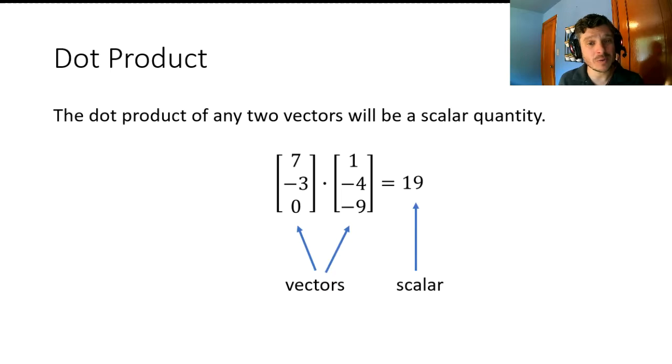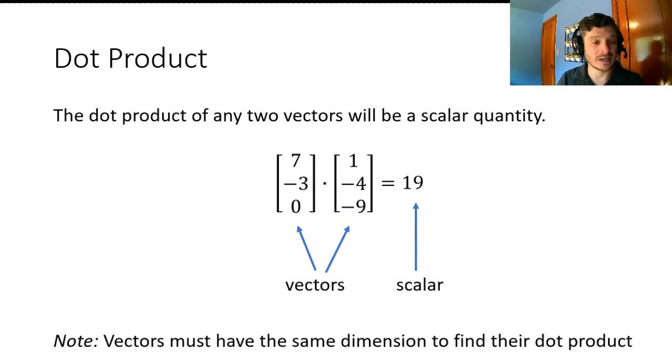What you really want to notice here is that the dot product of any two vectors is just a scalar quantity. The dot product of two vectors is no longer a vector, it's just a single numerical value. So we started with two vectors, I took their dot product, and my answer was just a single scalar.